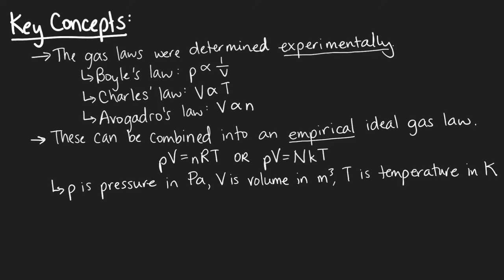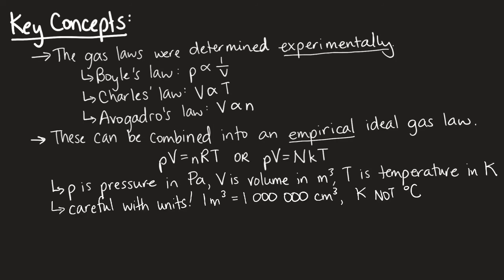For both of these forms, P is pressure in pascals, V is volume in cubic meters, and T is temperature in Kelvin. And we need to be careful with units. If we're converting that volume, 1 million cubic centimeters is 1 cubic meter, and that temperature has to be in its absolute form of Kelvin and not degrees Celsius.